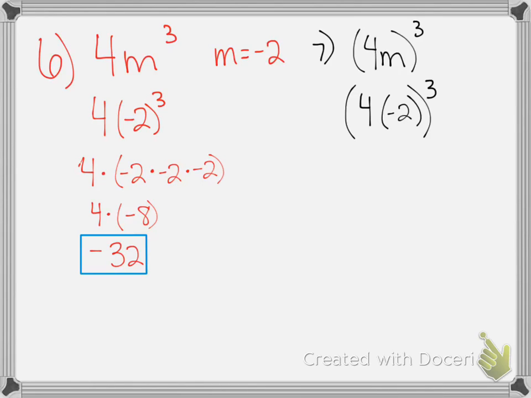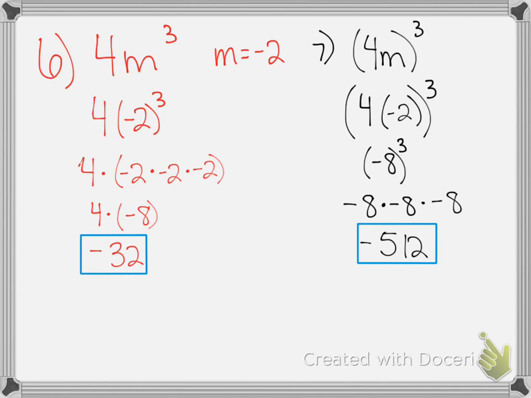On this problem, what's our first order of operation to do? The parentheses. Inside those parentheses, we are taking 4 times negative 2, which is negative 8. And then that gets cubed. So negative 8 times negative 8 times negative 8. What do we get? Negative 512 seems about right. Of course, that would probably be a little easier with a calculator.